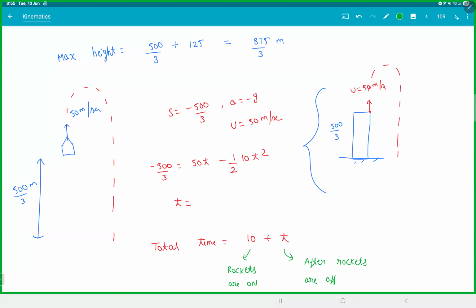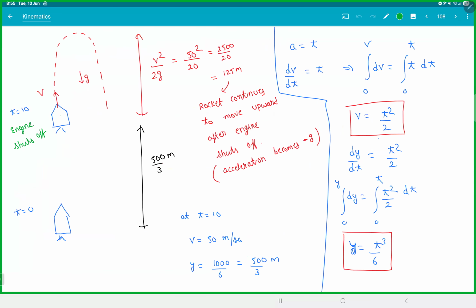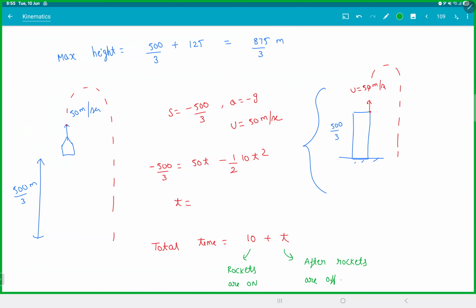You can calculate for that. I will leave it to you. That much you can handle, quadratic. Do you get a good number? I don't think so. Clear with this? Any doubts on that question, please ask me. So the question has to be done in two parts. The first part, a is not constant, so you have to integrate. Once the rocket engines are off, a becomes constant, so you can use your kinematics equations.